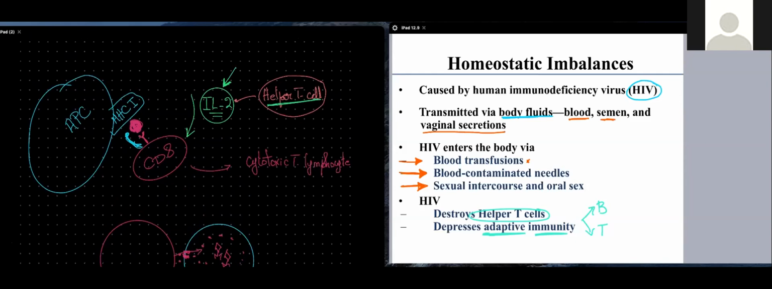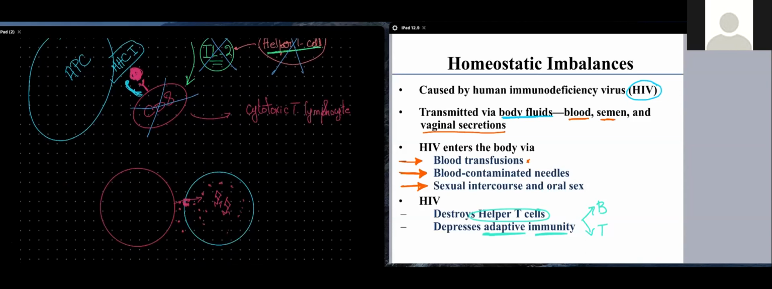So if HIV destroys the helper T cells, what's going to happen? You will not receive the signal. CD8 will not become activated into cytotoxic T cells. So cytotoxic T cells will not find the infected cells. And so any infection will start to get worse and worse without having any suppression from the cell-mediated immunity.